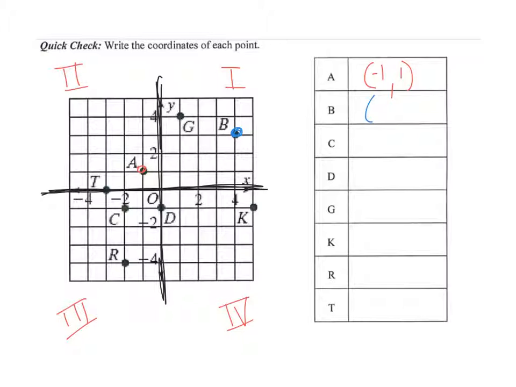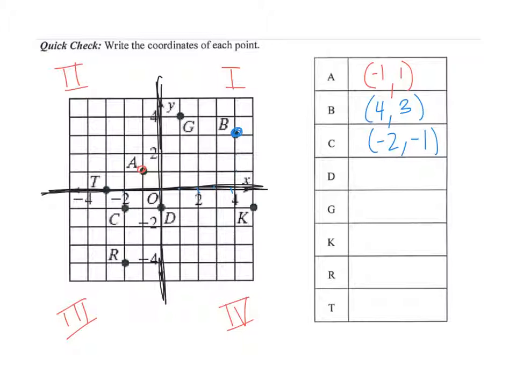B, first we go left and right for the X. B, I wanted to go right 4. So right 4 is a positive 4. Then I went up 3, so it's a positive 3. C is I start at the X, left and right. I'm going left 2 and down 1.